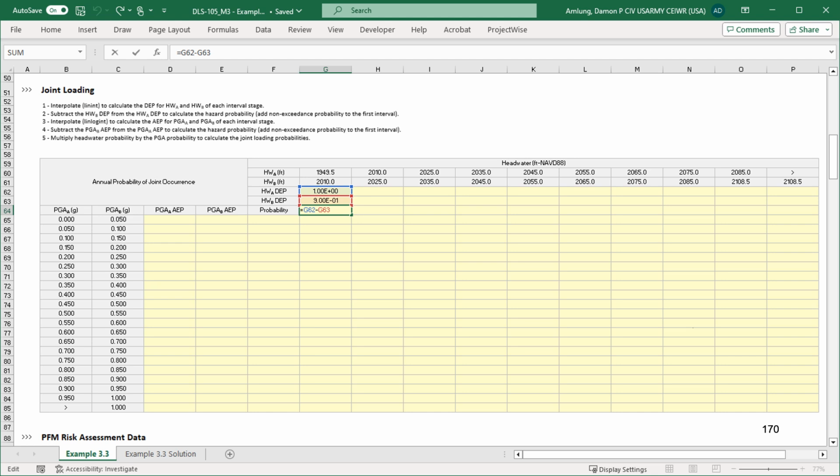Once we have those probabilities, we subtract the duration exceedance probability, or DEP, for headwater B from the DEP for headwater A. We were told to include non-exceedance in the first interval, but because the DEP for headwater A is 1, we do not need to add anything. The non-exceedance probability would be 1 minus 1, which is equal to 0.